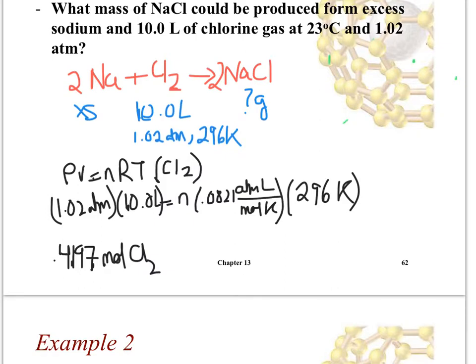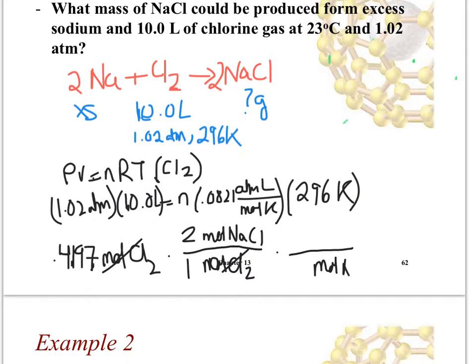Now I'm going to link it to my NaCl. To go from moles of one substance to the other, use the molar ratio from the equation. So I'll put moles of chlorine on the bottom, moles of NaCl on top, and it's a 2-to-1 according to the equation. So right now I have moles of NaCl, and then I answer my question at the end. So I'm going to go from moles of NaCl to grams of NaCl, 23 and 35.5, so 58.5 grams.